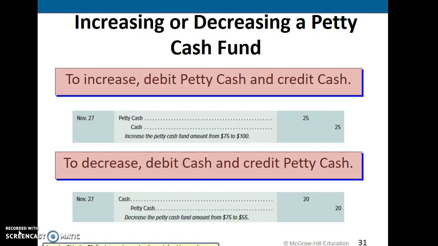To increase or decrease the petty cash fund, let's look at the increase first. Petty cash, we talked about it being debited for the amount of cash that we're putting into the fund, and then we credit the cash going out. And to decrease the fund, we put cash in our main account and take that cash out of the petty cash account. So if we have money in the petty cash account that we want to deduct from that account, then we just put it back into our main account and credit the petty cash fund.